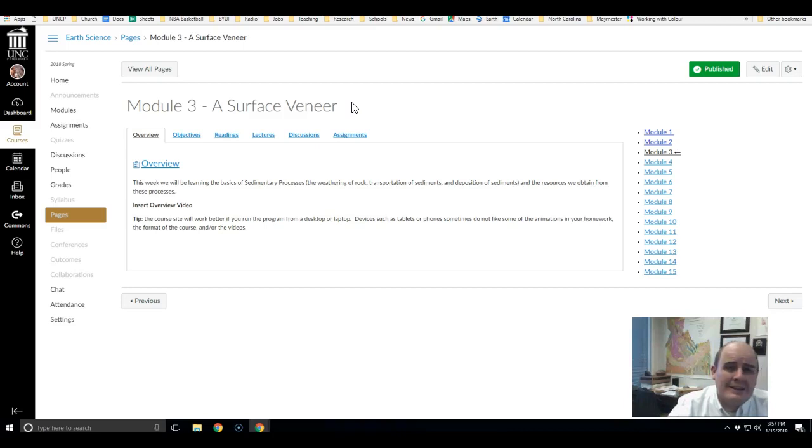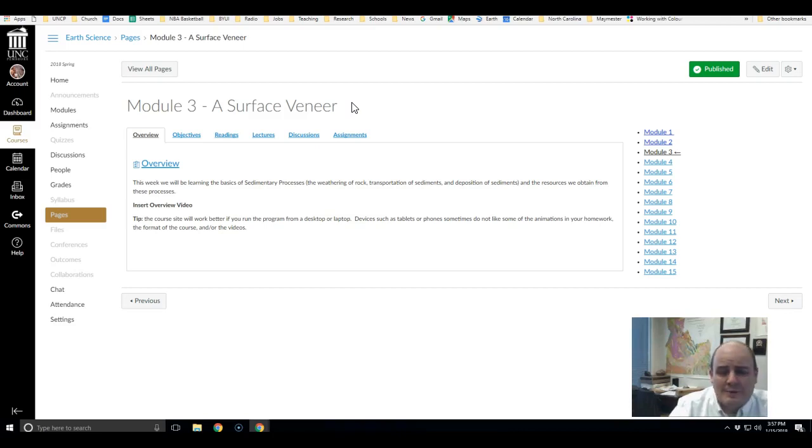Anyways, this week we're going to be starting into sedimentary rocks. Last time we talked about minerals, how we use our mineral resources, where we get them, and a little bit about how we mine them. This week we're going into a little bit about the rock cycle, and we'll start with the surface veneer, or what we call sedimentary rocks.